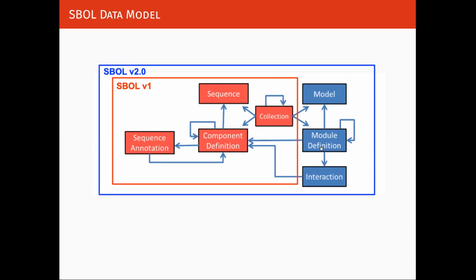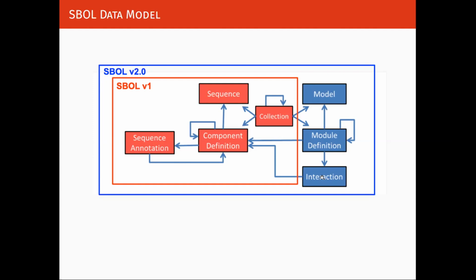There's the module definition class, which is used to describe the composition of components. The components were also extended in version 2 to not just be DNA components, but they could be proteins, small molecules, complexes, essentially any type of object that you want to express in your design. And modules were introduced to indicate the groupings of these components to form useful genetic circuit constructs for some useful function. Module definitions also can include some functional information represented using things called interactions.